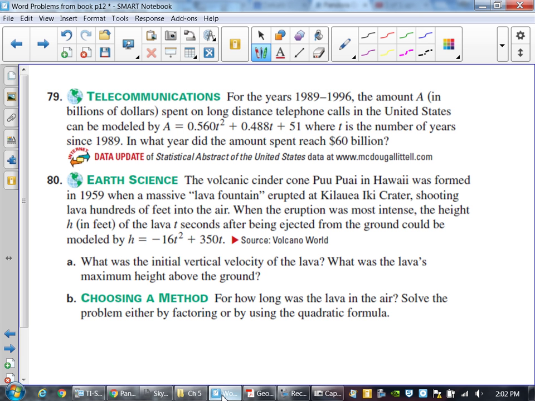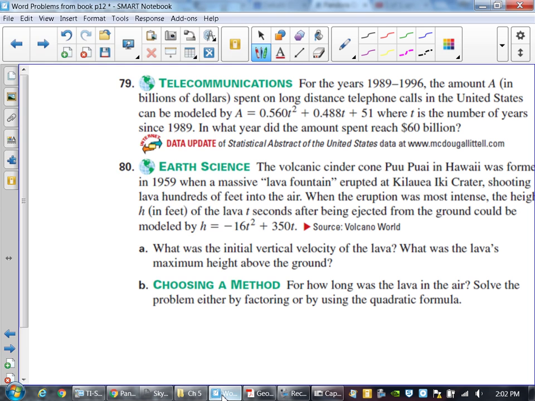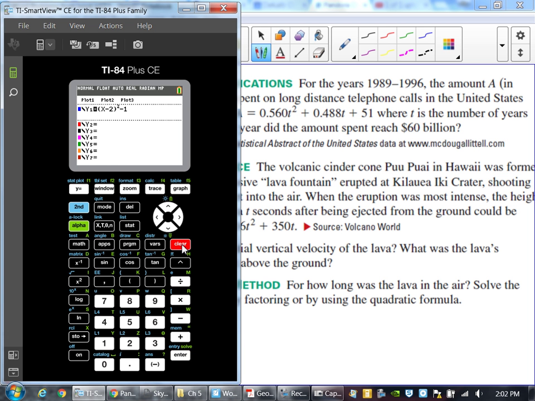You're going to kick yourself. In this problem here, it is quite literally asking you where this equation roughly equals 60. We go right to our y equals table and put in the equation: 0.56x squared plus 0.488x plus 51. And I go to my table. I don't even care what the graph looks like, because year 0 in this case was the starting year. In this case, it was what year? 1989. Year 0 was 1989.